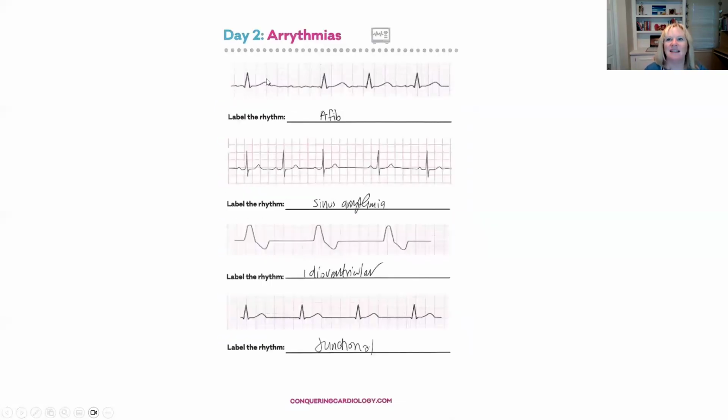Okay, and this is day 2. This was for you to reference if you wanted to. You could make sure on your paper that you have an example of AFib in front of you, an example of sinus arrhythmia, an idioventricular one, and also junctional.